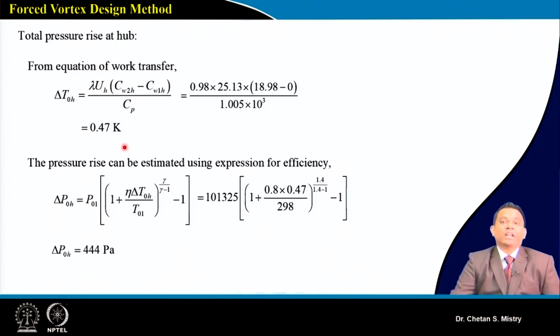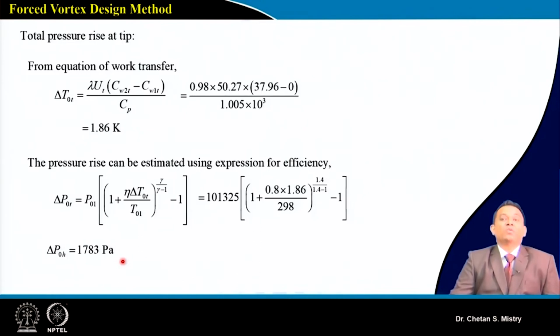Now from our understanding of our efficiency, we can calculate my delta P0 at the hub. If we put this number, it says at hub we have delta P0 to be 444 Pascal. Now compare this with what we have discussed up till now. For free vortex, we did not have any variation of H0. In our fundamental approach, we were assuming this delta P0. Now for this force vortex method, applying the force vortex concept, we are calculating delta P0 at that particular station. Similarly, we can do our calculation near the tip region. It says delta T0 at the tip is coming 1.86 Kelvin, and my delta P0 is coming 1783 Pascal.